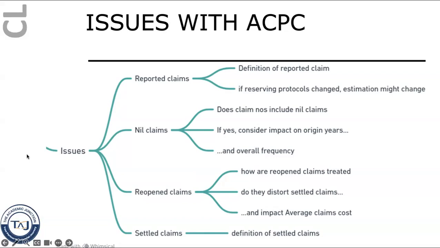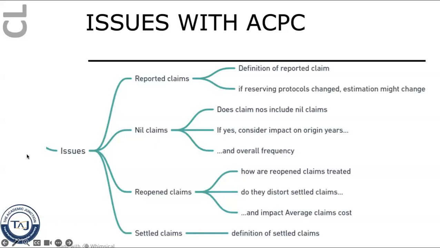You understand what I mean by origin year, reported year, right? It might be the same claim, but there are now 2 origin periods for the claim. Do you treat that as 2 different claims or do you treat it as the same claim? There are multiple insurers who take multiple approaches. You have to ensure that they don't distort settled claims, because if you account for it separately, this may actually impact your average claim cost. Let's say you take it as 2 claims, you will now divide the number by a larger figure, so it impacts your average claim cost. So reopen claims treatment is a major issue with ACPC.